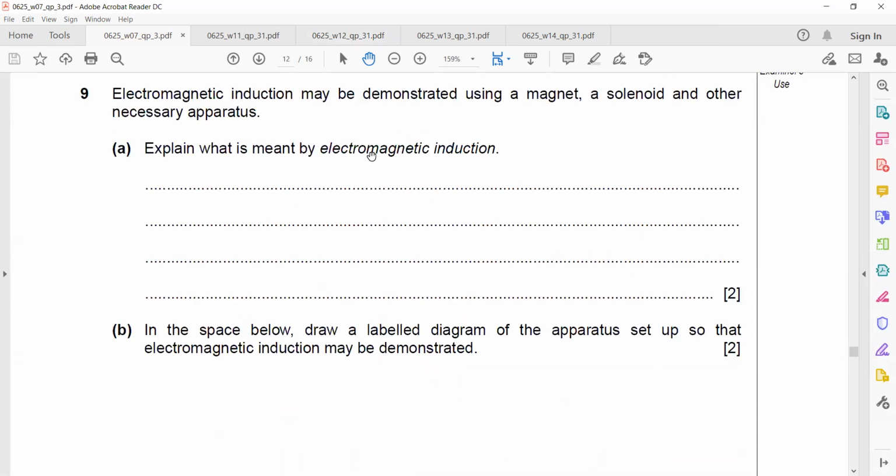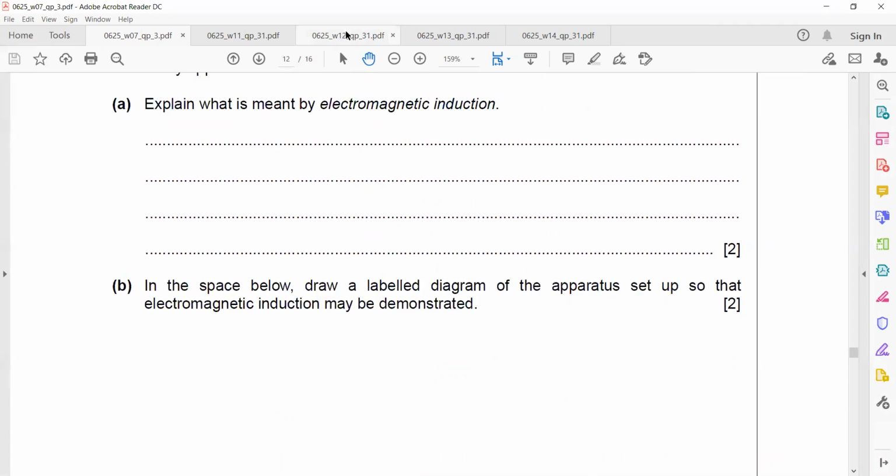Electromagnetic induction may be demonstrated using a magnet, solenoid, and other necessary apparatus. What is meant by electromagnetic induction? The change in magnetic flux will induce EMF or current.